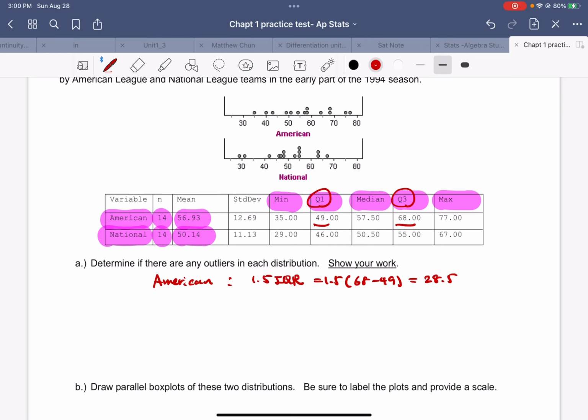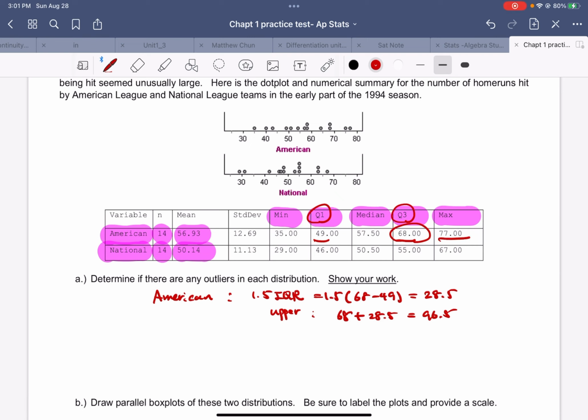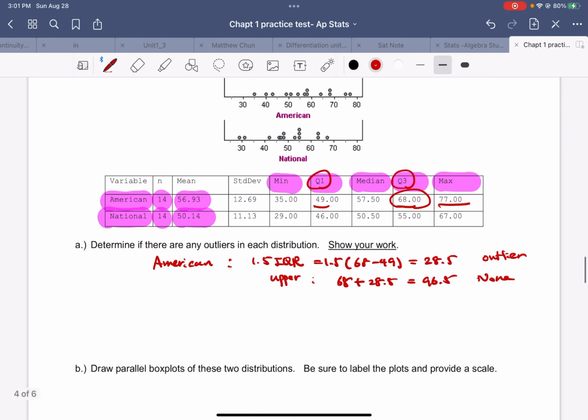Now the upper portion is the third quartile, 68, plus 1.5 times the interquartile range, which is 28.5. Then you get 96.5, which means any data above 96.5 will be an outlier. But if you look here, the maximum is 77 in the American League. So there's no outlier in this case. None for that portion.